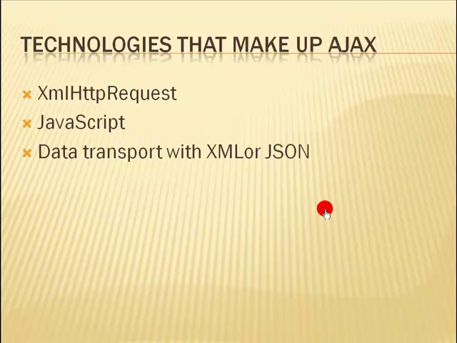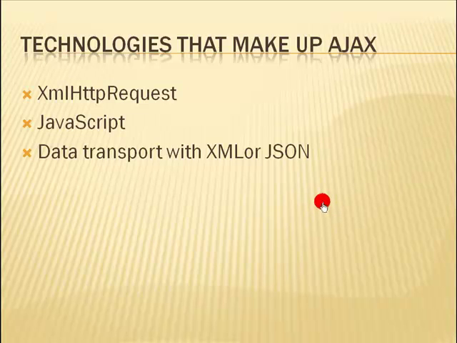Under this topic, there are so many technologies in Ajax, but I will explain only 3, because I want to give a small idea about Ajax. The first technology of Ajax is XML HTTP request, another technology used in Ajax is JavaScript, and another technology used in Ajax is data transfer with XML or JSON. I will explain one by one.